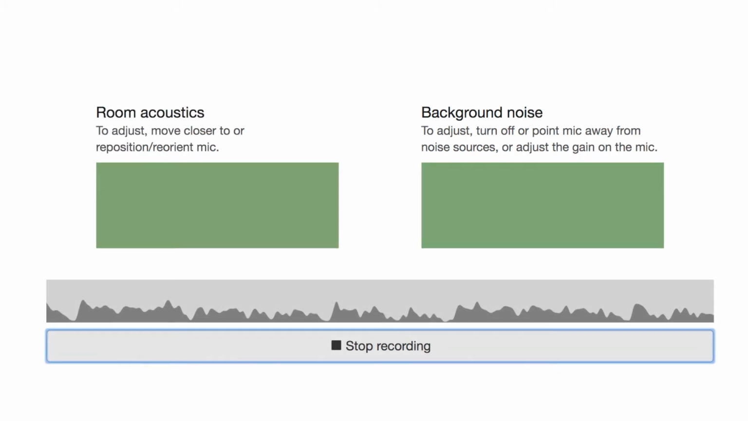Let's have a listen to VoiceAssist in action. If a user moves away from a microphone and there's too much background noise, the quality indicators become red, indicating that the user should make adjustments to improve audio quality. As you can see, it's a very simple interface. If your speech is too boomy or reverberant, or there's too much background noise, one of these rectangles turns red. If it's sounding good, they stay green.